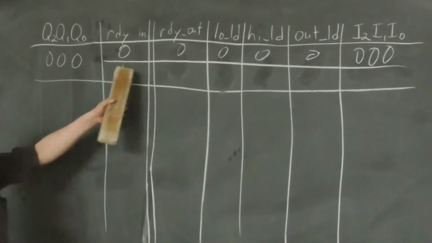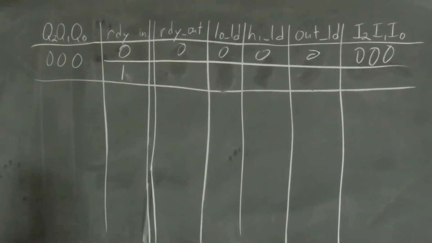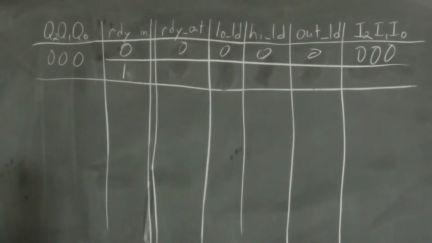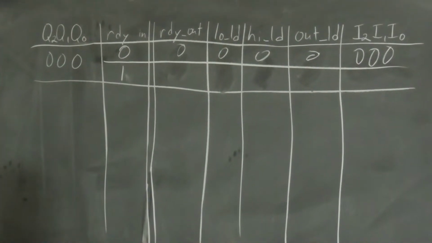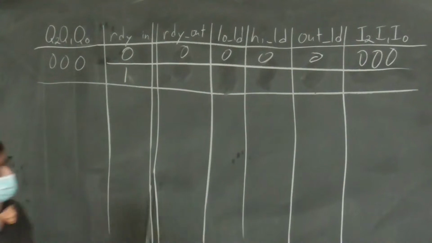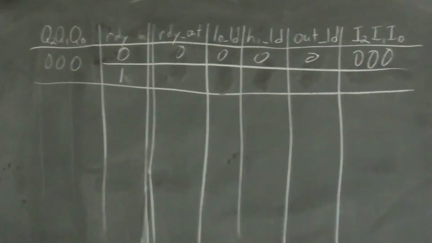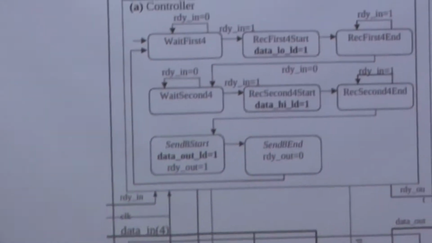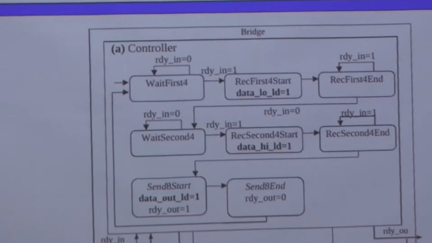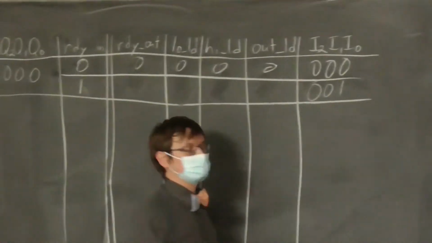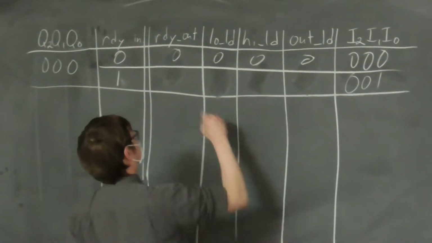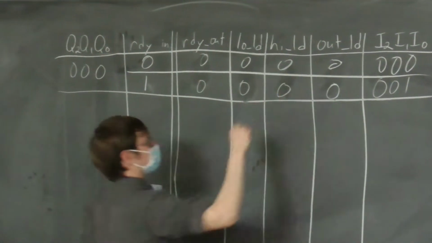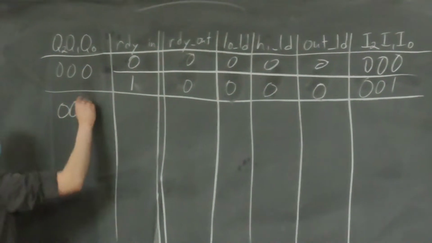There we go. So, what if we receive the ready in signal? Do we load anything into the registers at that point? Yes or no? We load the data into the first register in the second state. So, in fact, all we do by this point is we go to the next state, 0, 0, 1. And all of these are still zeros.